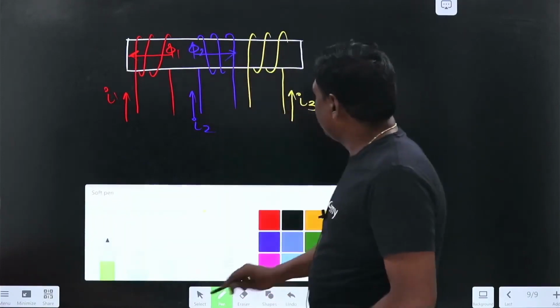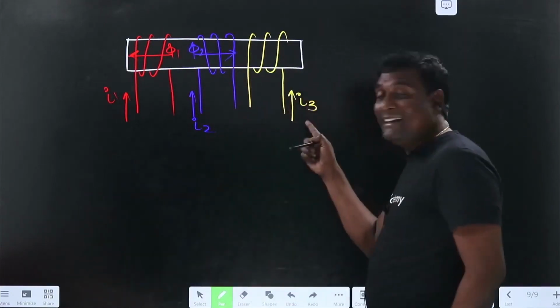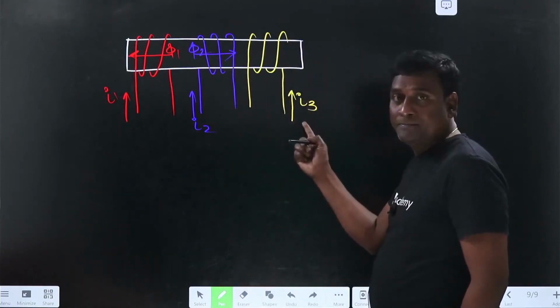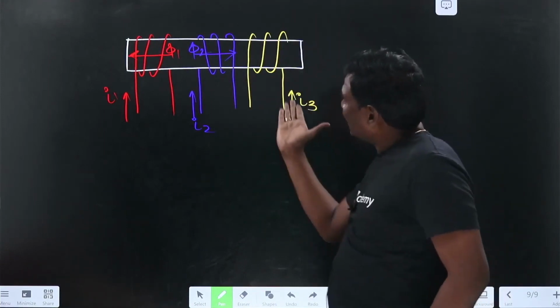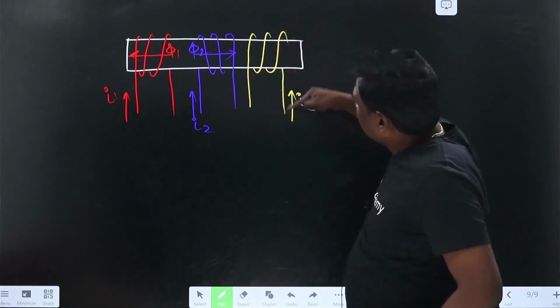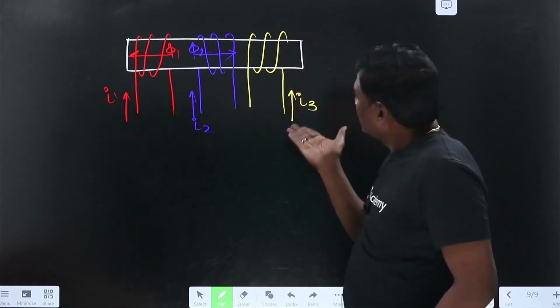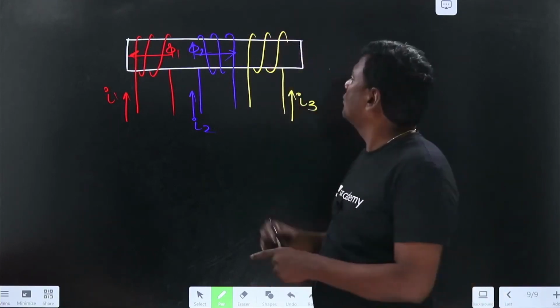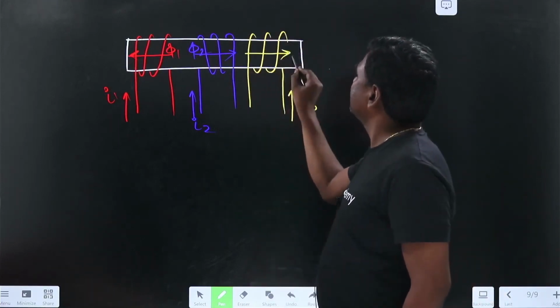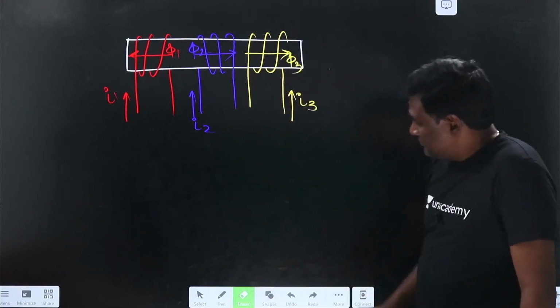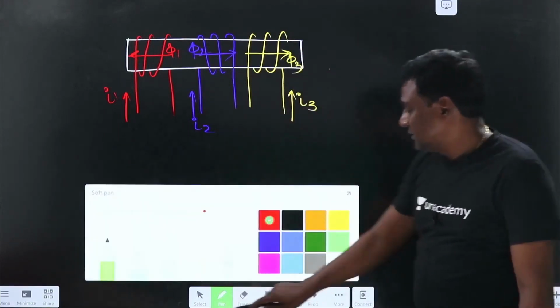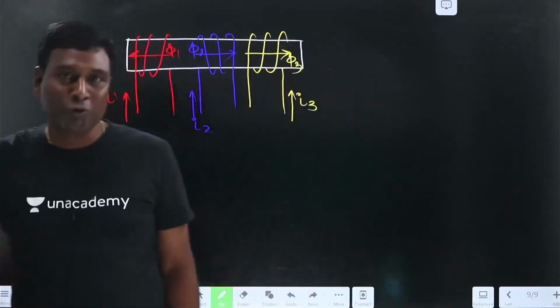Now let me think of yellow. Okay, so in yellow, how is my current flowing? Current is entering from this terminal, not the left side terminal. See, my winding is like this, so my current is entering like this. So my pi 3 will be in this direction. Pi 3 is going to be like this. Okay, now let me think of self-induced voltages.